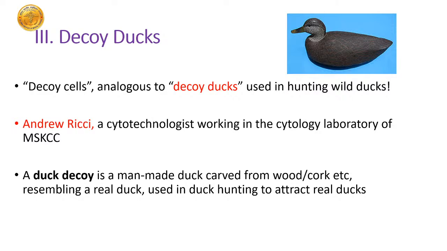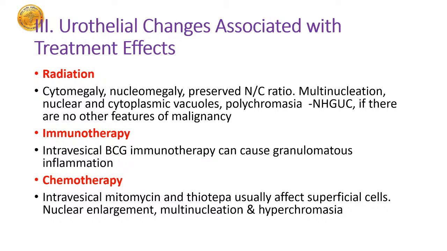Next slide, please. Yeah. So where did it get this name decoy? There were these decoy ducks used in the USA for hunting wild ducks. When the ducks would see them, they thought these were real ducks floating, they would come and they would be captured. So in the first picture that I showed, Andrew Ritchie was a cytotechnologist working in the cytology laboratory at Memorial Sloan Kettering, and he gave this name of decoy cells. So a duck decoy is a man-made duck carved from wood, cork, plastic maybe, resembling a real duck, used to attract. Next slide, please.